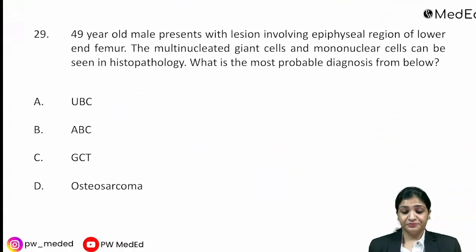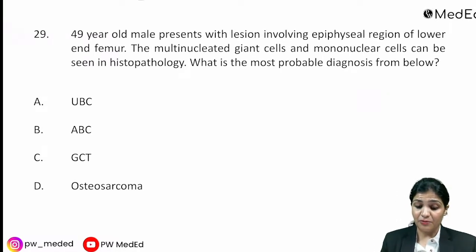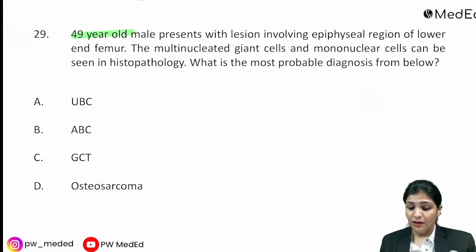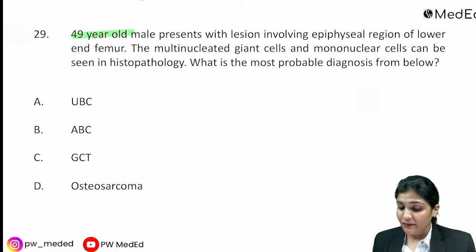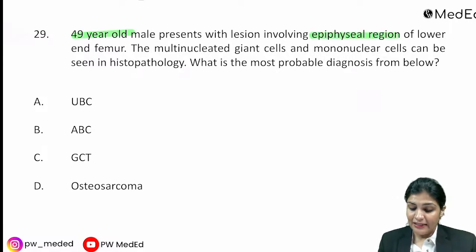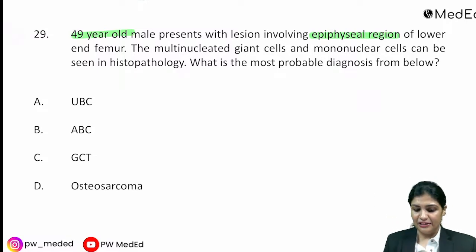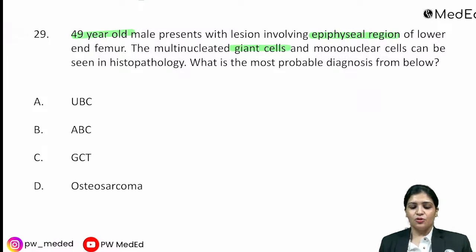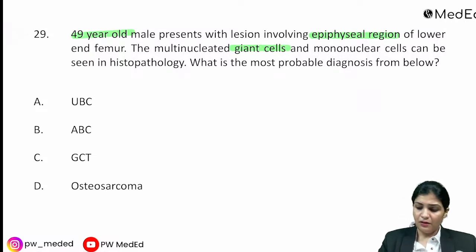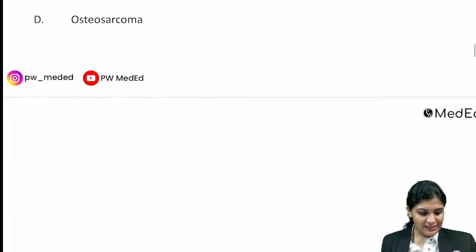Here the question is about a 49-year-old male with a lesion involving the epiphyseal region of the lower end of the femur. Multinucleated giant cells and mononuclear cells can be seen in the histopathology. What is the probable diagnosis? I think it is the easiest question, right? I hope everybody will answer this.